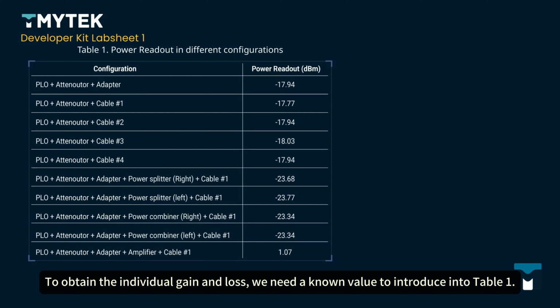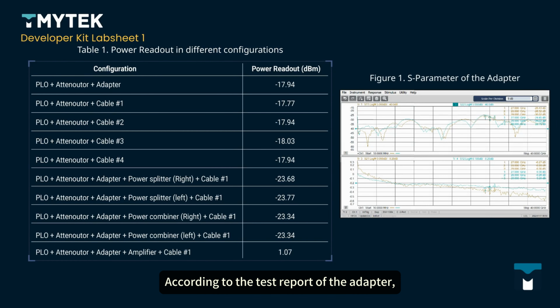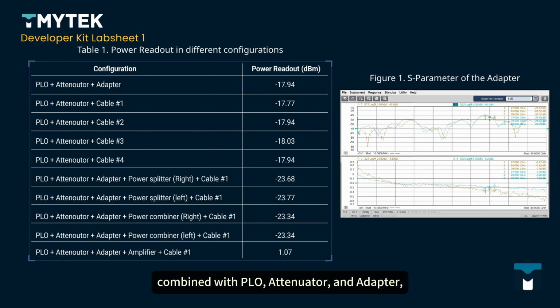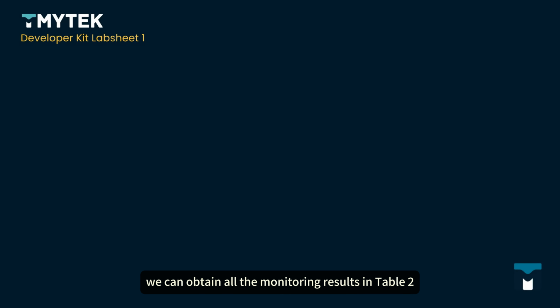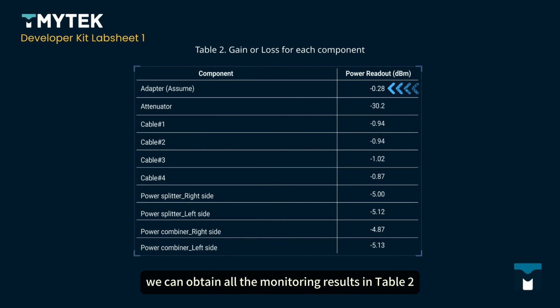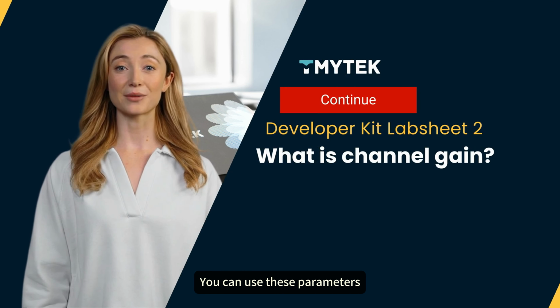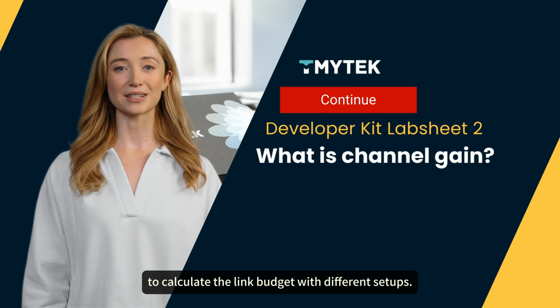To obtain the individual gain and loss, we need a known value to introduce into Table 1. According to the test report of the adapter, the insertion loss is approximately minus 0.28 decibel, as indicated in Figure 1. Therefore, by subtracting it from the measurement results of Table 1 combined with PLO, attenuator, and adapter, we can obtain all the monitoring results in Table 2 and determine the gain or loss of the relevant components. Next, please continue with Lab 2 exercises. You can use these parameters to calculate the link budget with different setups.